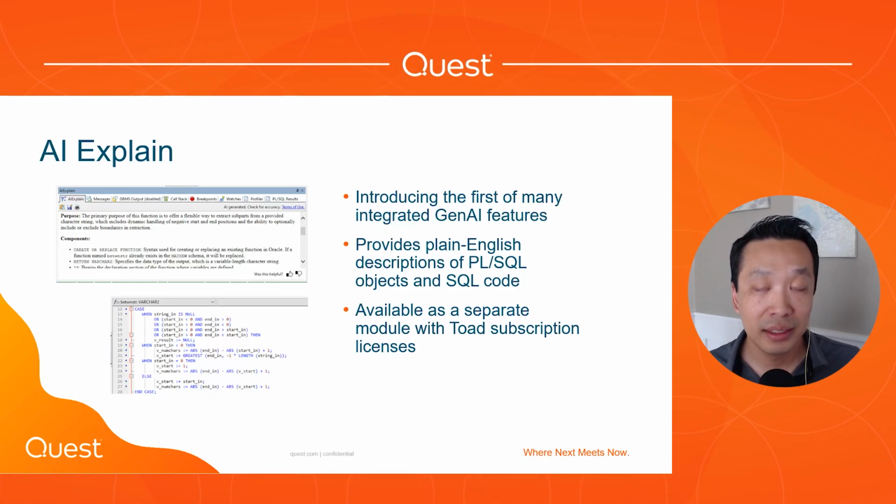So it just looks at your code and it reviews it and it gives you a summary in plain English. It'll tell you what the parameters are, what it does, what it has access to, and things like that. And that saves you a ton of time.